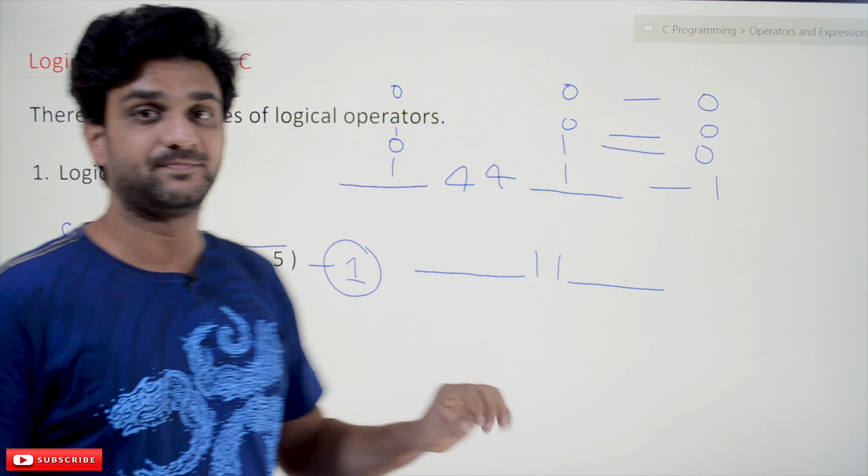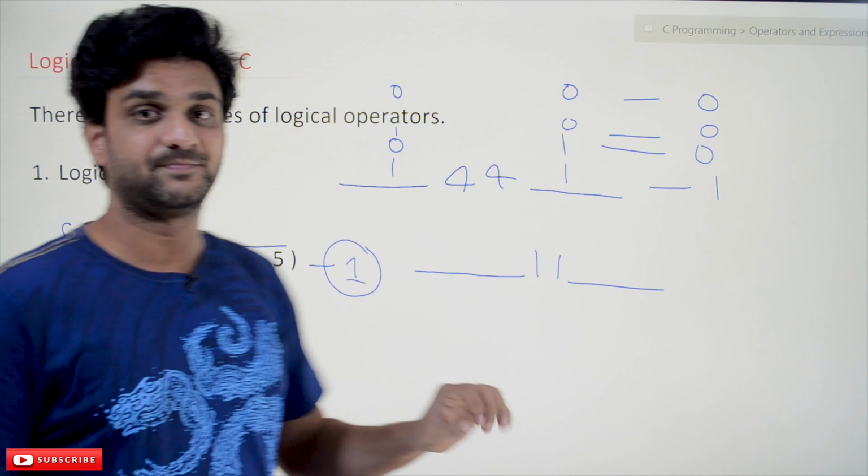If both of them are ones, then also it is going to produce an output of 1. If this is the case, 1 and 0, it is going to produce an output of 1. If this is the case, 0 and 0, then it is going to produce an output of 0. This is how the logical or will operate.